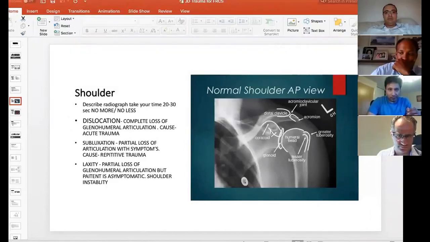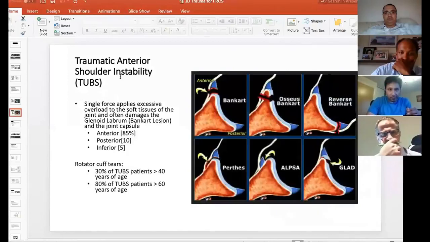Whenever someone shows you the shoulder x-rays, think dislocation, think subluxation, and think laxity. You all know what I mean by dislocation, subluxation, and laxity. Now, the most common shoulder dislocation that comes in the exam, and generally they ask, is traumatic anterior shoulder instability. Most of the time it is anterior. Sometimes it is posterior, and inferior is extremely rare.